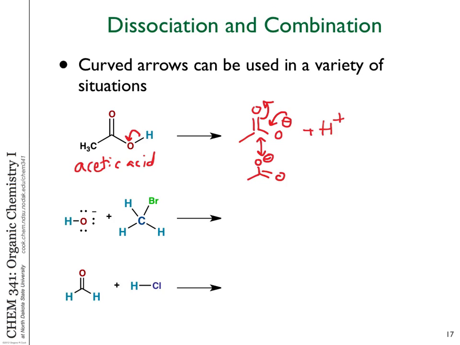This next example is a substitution reaction. I'll show you the products, and then I want you to see if you can do the arrow. So the product would be this. Those are the products of that reaction. How would you draw the curved arrows showing how the electrons are all flowing?